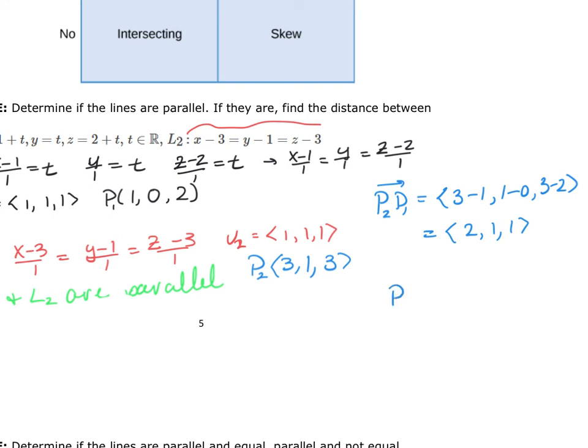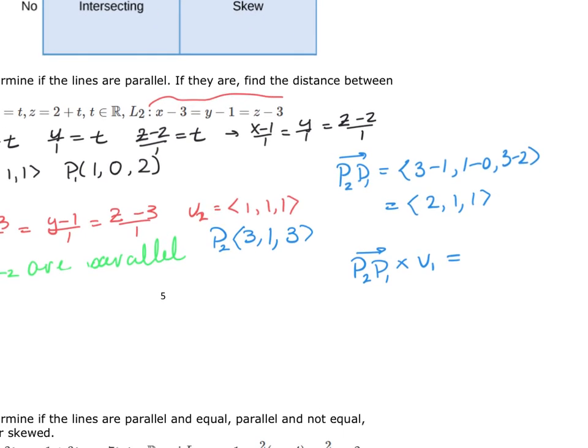Now I'm going to do the cross product of P2P1 with V1 or V2, because they're the same thing, so it won't matter. And when I do that cross product, I'm going to get the vector 0, 1, and positive 1. Sorry about that.